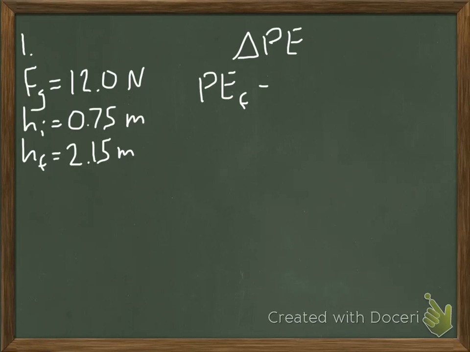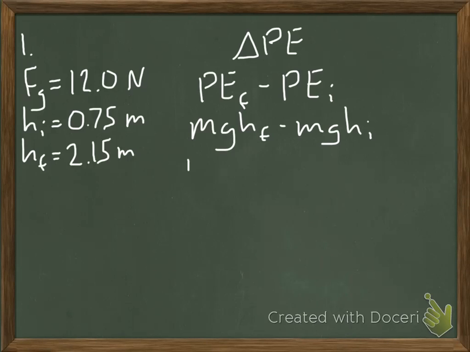We need to find the change in potential energy, which is really just the potential energy final minus potential energy initial. I mean, the change in anything is the final minus initial. So that's how I got that equation. We know the PE is mgh, so we have mgh final minus mgh initial. The only thing that changes is the height.